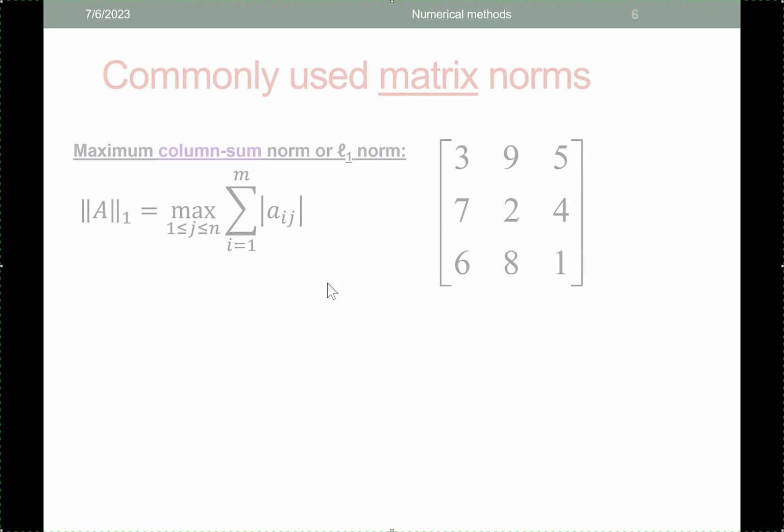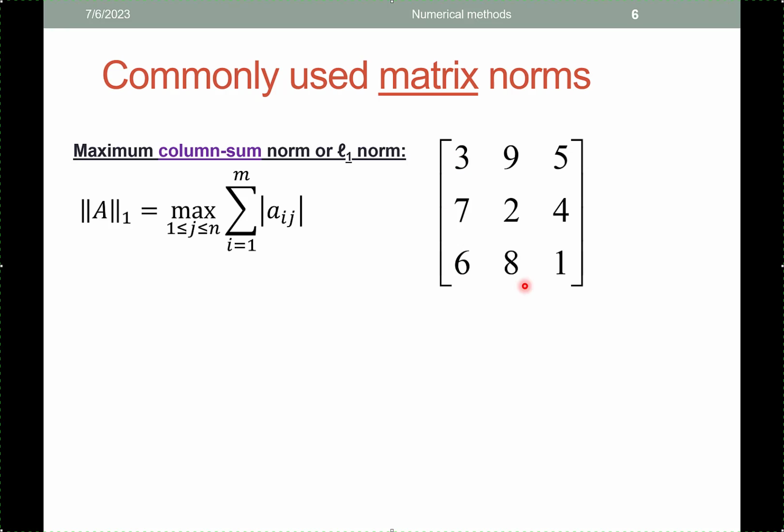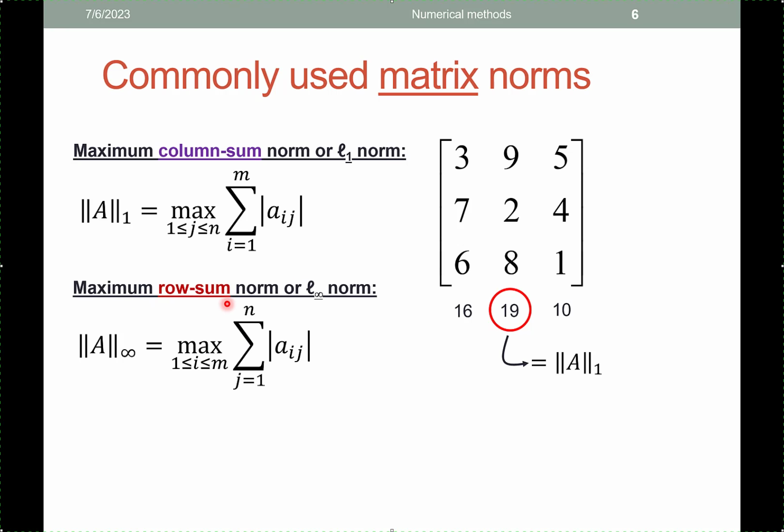Now in terms of a matrix, we have this matrix here. One of the most commonly used matrix norms is the maximum column sum norm, which is taking the sum of every column. In this case, 3 plus 7 plus 6 gives us 16, 9 plus 2 plus 8 gives us 19, 5 plus 4 plus 1 gives us 10. The maximum of these would be 19, and this is the maximum column sum norm, or L1 norm.